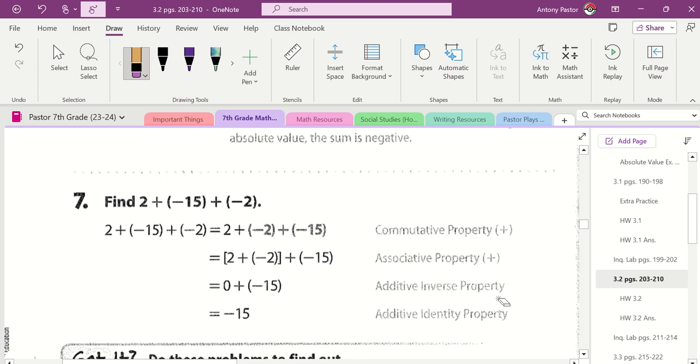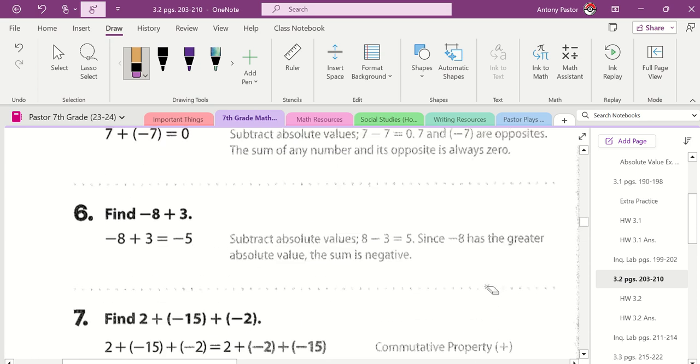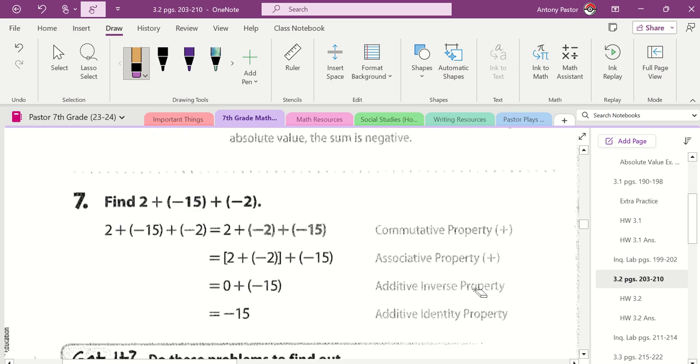And then the additive inverse property, which we're talking about here, is when any number is added to 0, it's going to still be that same number. And that has to deal with the identity property. Remember, we learned this last year. Anytime a number is multiplied by 1, it's that number. Anytime a number is added by 0 or added to 0, it's still that number.